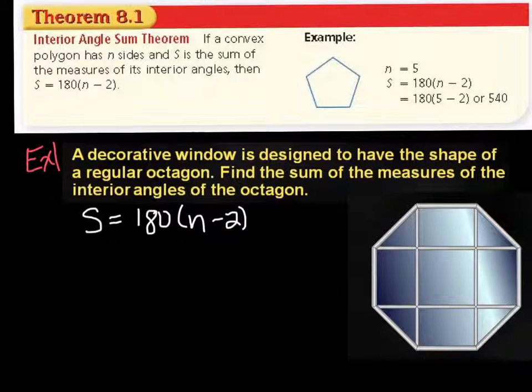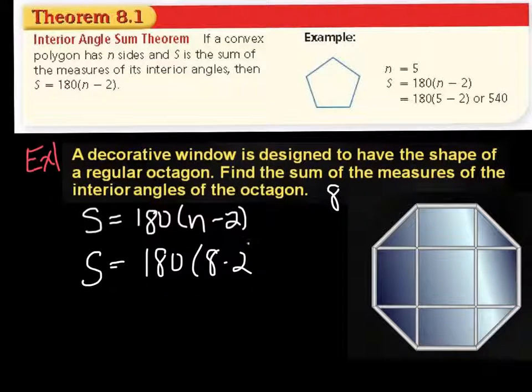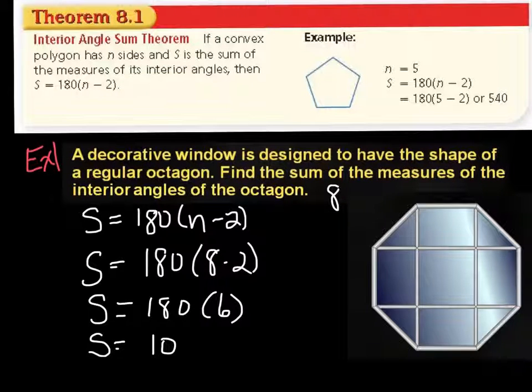A decorative window is designed to have the shape of a regular octagon. Find the sum of the measures of the interior angles of the octagon. An octagon has 8 sides, so we're going to take 8 and substitute it in the formula for n. 8 minus 2 is 6. So all we have left to do is multiply, and we get 1080.